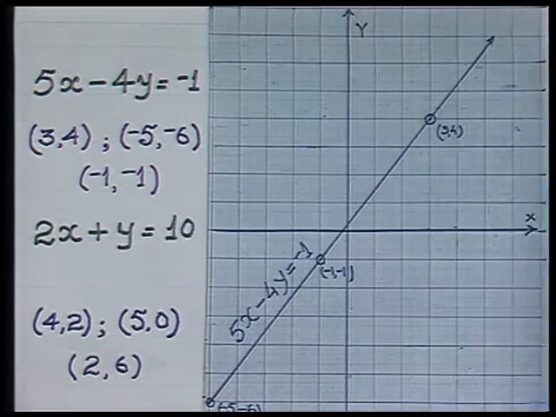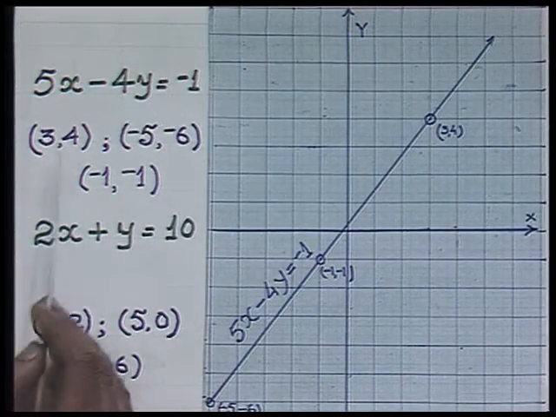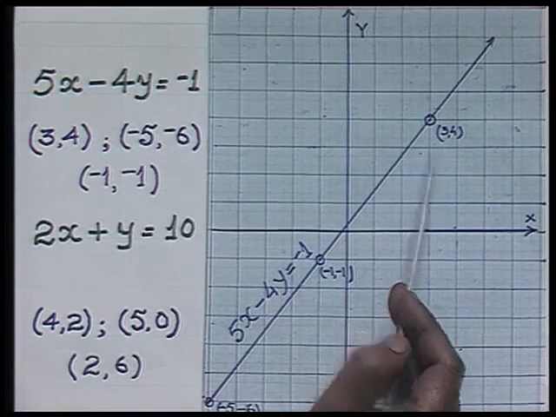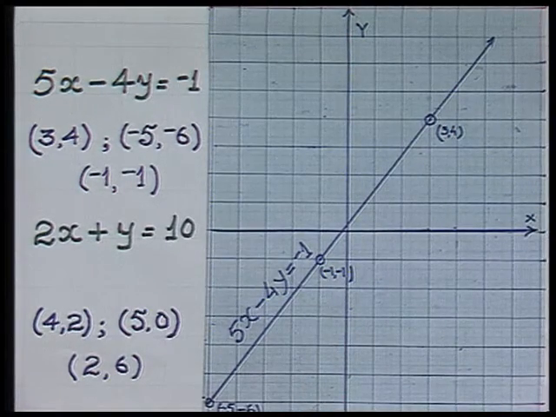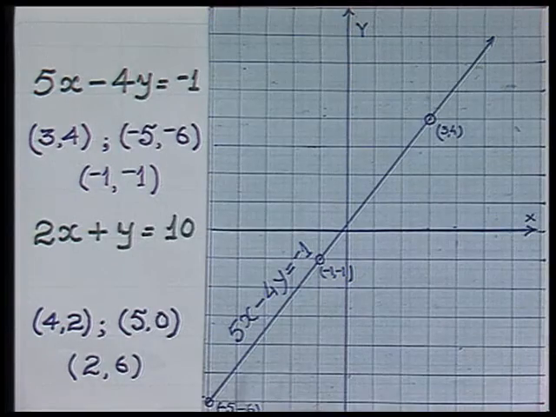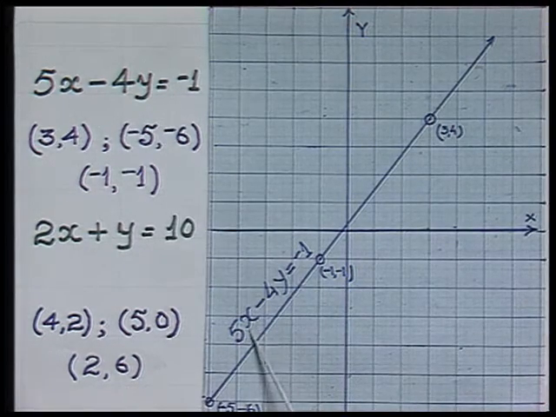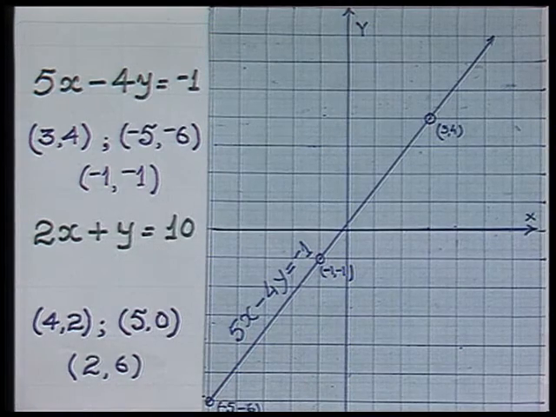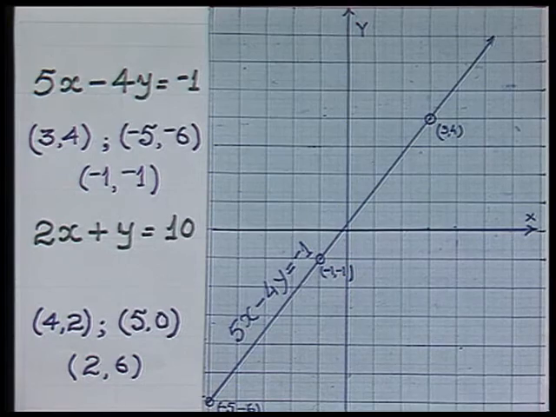Now the first line, for the first equation, the points have already been plotted: 3, 4, minus 5, minus 6, and another point is minus 1, minus 1, and this is the straight line which is representing the equation 5x minus 4y equals minus 1. Now let's plot the graph for the other equation, that is 2x plus y equals 10.